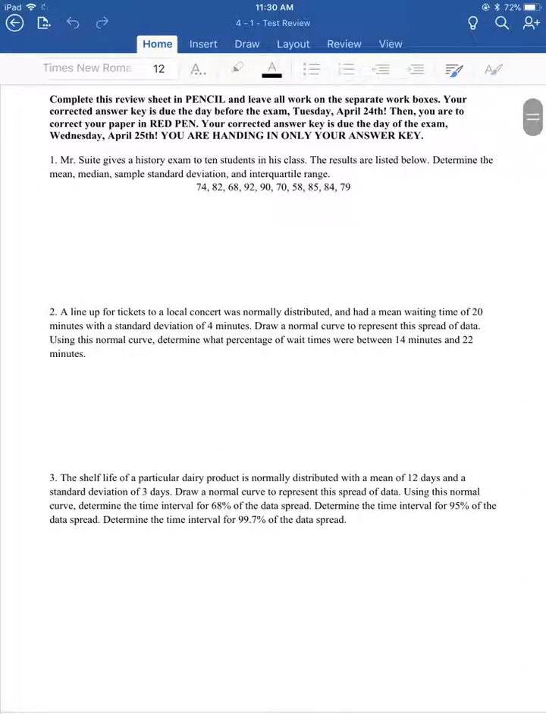Okay, so this first question. Mr. Sweet gives a history exam to 10 students in his class. The results are listed below. Determine the mean, median, sample standard deviation, and interquartile range. So if you remember, this was the first day of probability when we were just listing things in the calculator. So if you press Stat, Edit, you're going to clear out anything that you already have, including list 1, list 2, and you're going to input all of this information. It does not have to be in order at all.